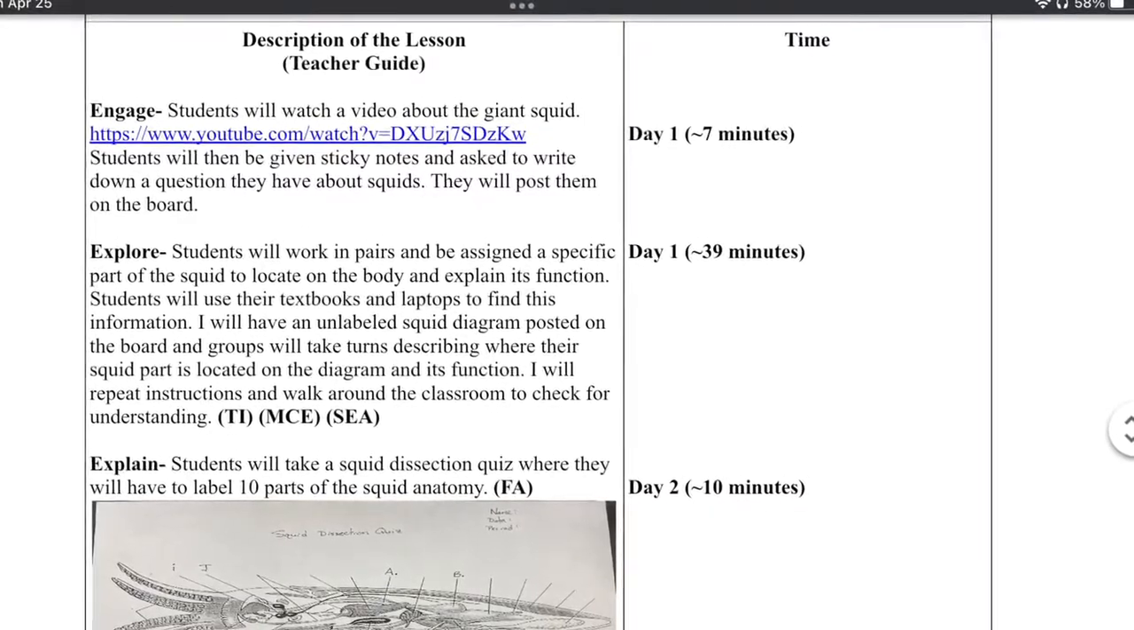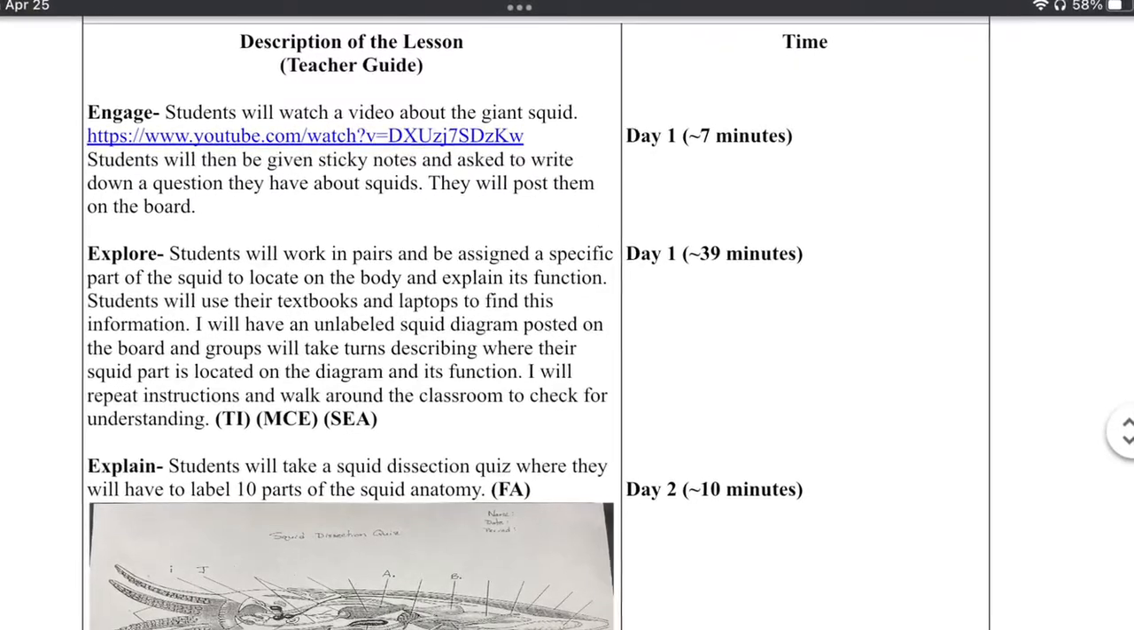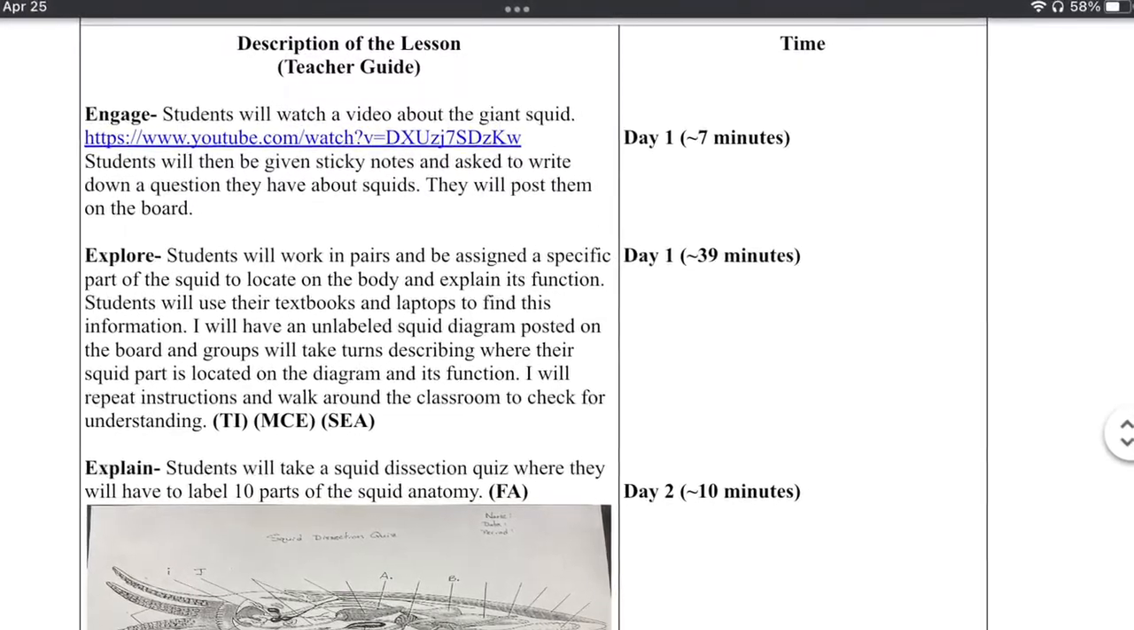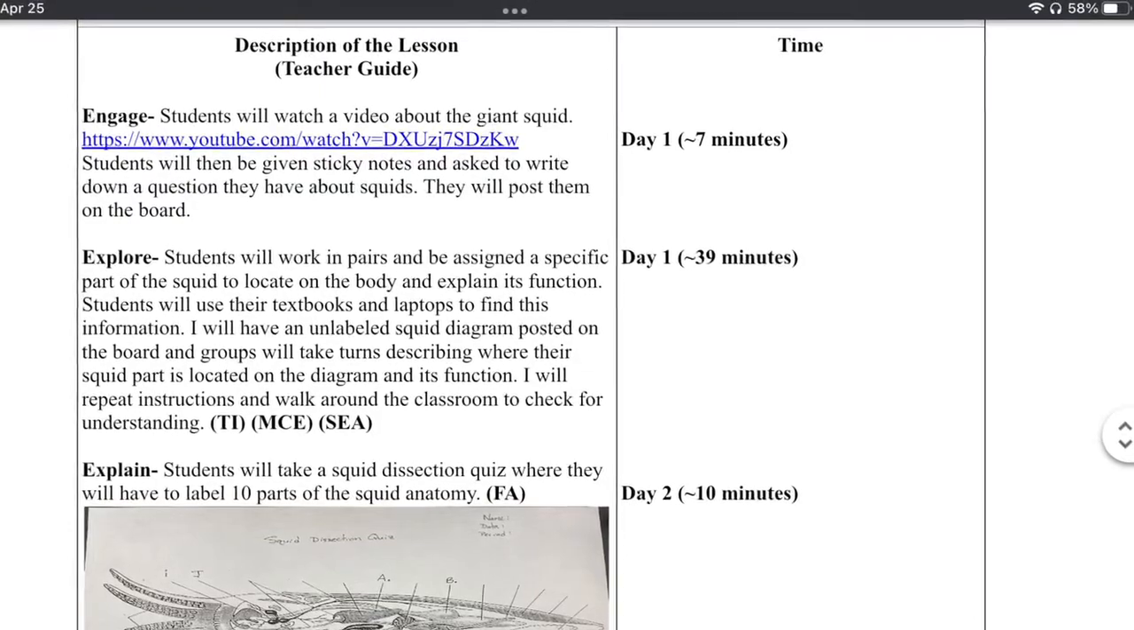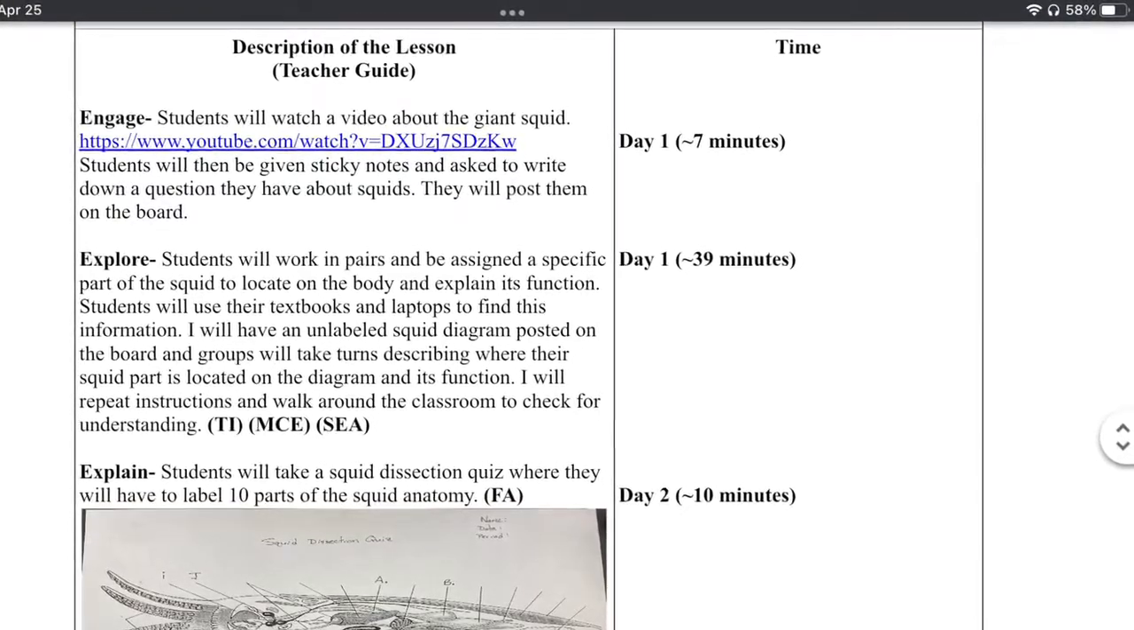And during that same time, we'll also be checking for understanding and walking around for it. And we'll also repeat instruction as needed.